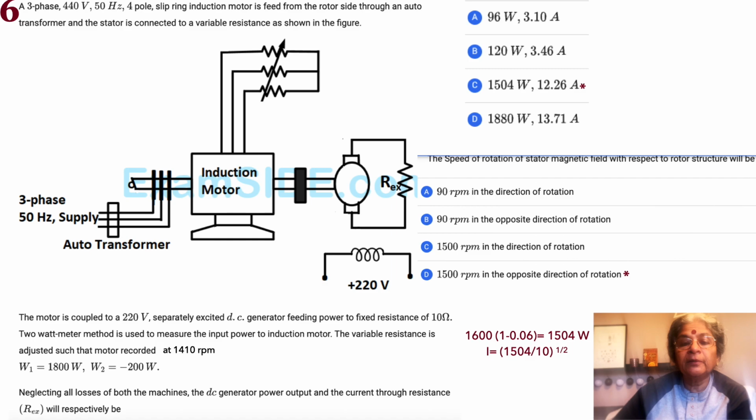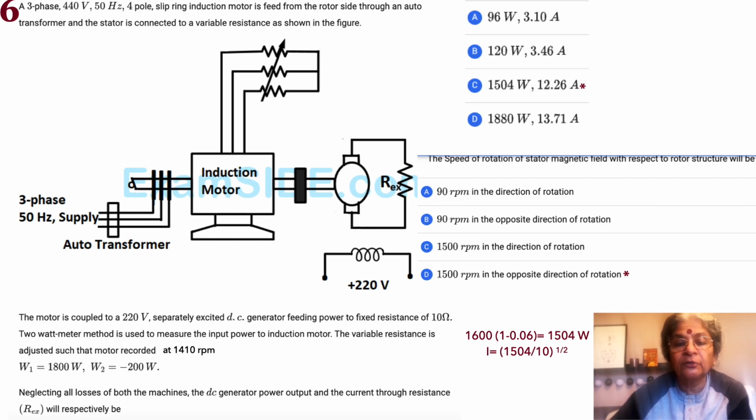Okay, so from the different options A, B, C, D, only one answer is 1504. And obviously the I square R is going to be 1504. So just divide by 10, which is REX, and then take the square root. It gives you 12.26 amps as the correct answer.